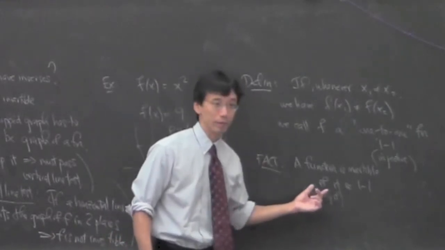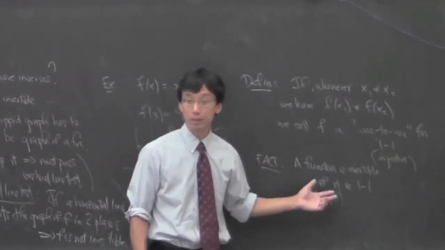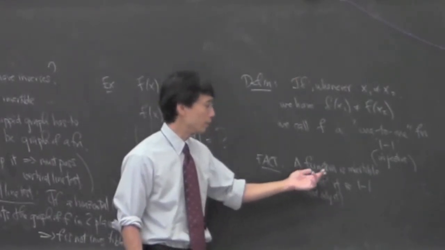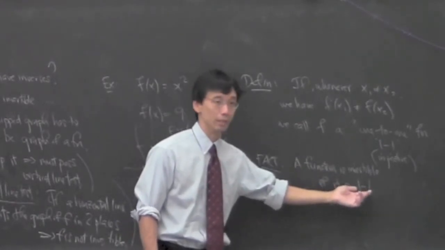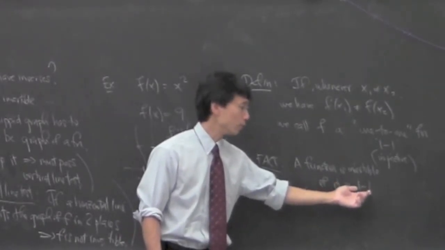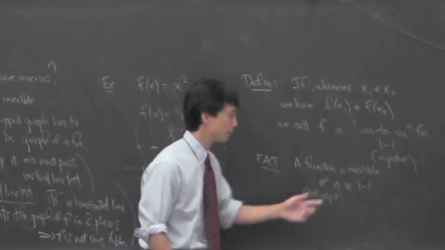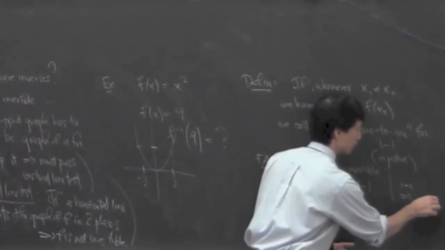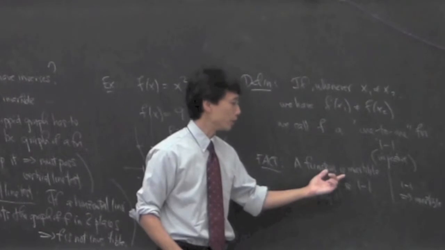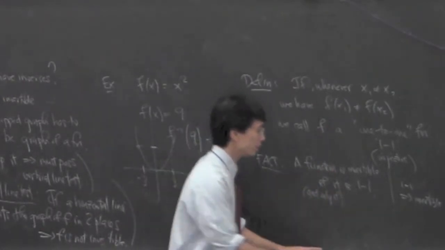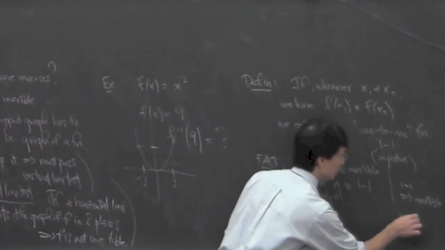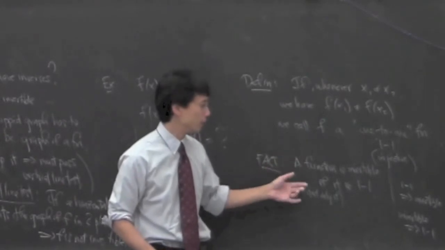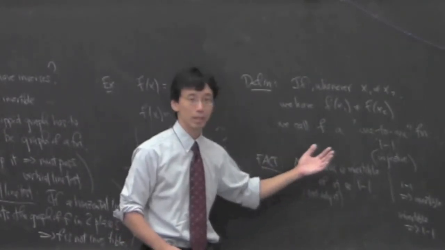I think this might be the first time we've introduced this term, if and only if, so let me emphasize it a little. A function is invertible if it is one-to-one. That means one-to-one implies invertible. And a function is invertible only if it's one-to-one, which is the opposite statement: invertible implies one-to-one. So when we say if and only if, we mean that the implication goes in both ways.